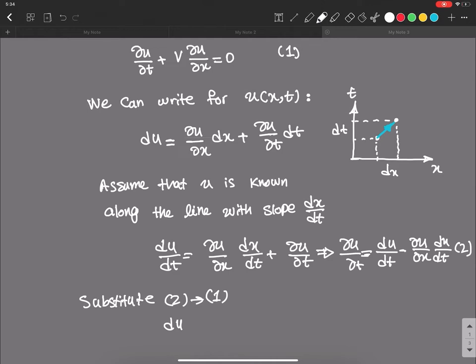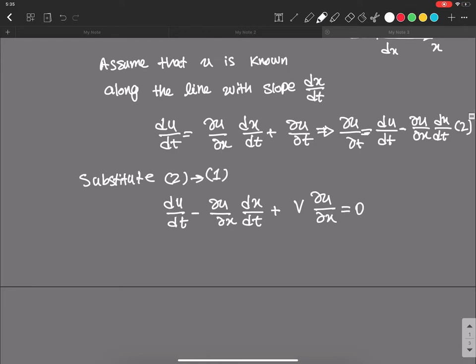Instead of partial u over partial t, I'm going to write du/dt minus partial u partial x times dx/dt, plus v partial u partial x equals 0. So this is the equation I'm going to get. I'm just going to rearrange the terms again and get an expression for du/dt equals, factoring out partial u partial x, dx/dt minus v, times partial u partial x.